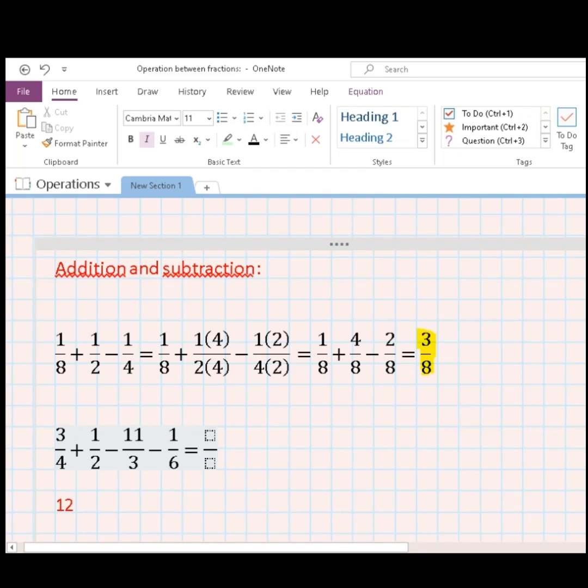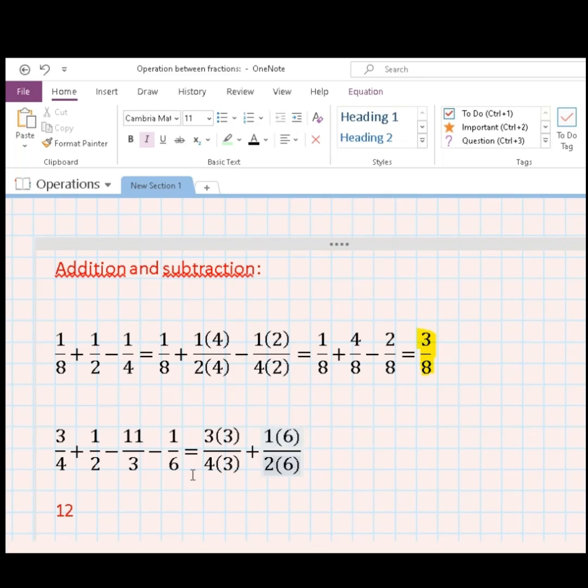So, firstly, here we have 4. I have to find one number such that if I multiply 4, the result is 12. And then it is 4 times 3. If I multiply in the denominator by 3, I have to do the same in the numerator. Plus 1 over 2. The number that I have to multiply by 2 such that the result is 12 is 6. And I have to do the same in the numerator.